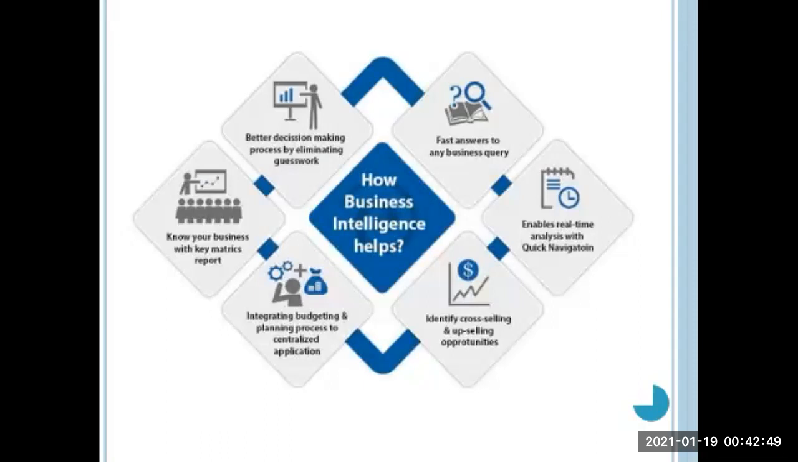So, here's the answer. The insights drawn from the analysis basically prompt novel possibilities for augmentation, enable businesses to adapt to market dynamics, and help organizations resist troublesome new entrants in their respective industries, aiding the business heads with the following things: fast answers to any and all business queries, enabling real time analysis of huge data with quick navigation to various projects, identifying cross selling and upselling opportunities, integrating budgeting and planning process into a centralized application, knowing your business with key metrics and reports, and a better decision making process by eliminating guesswork.